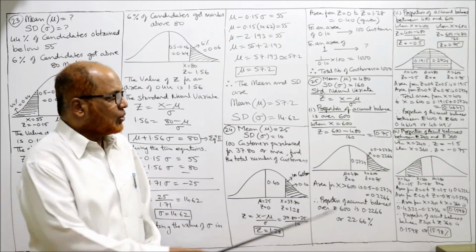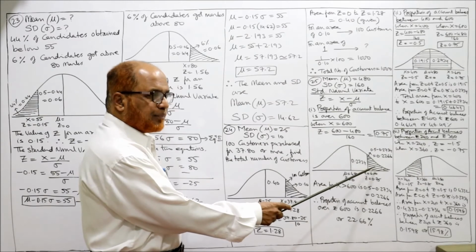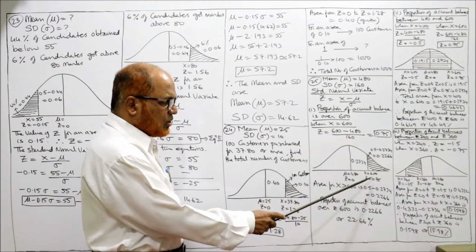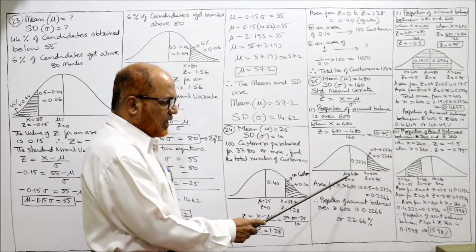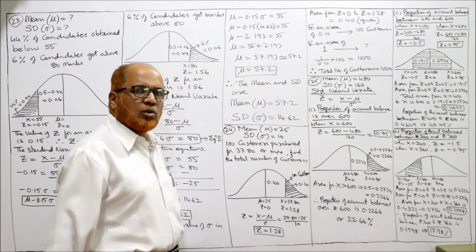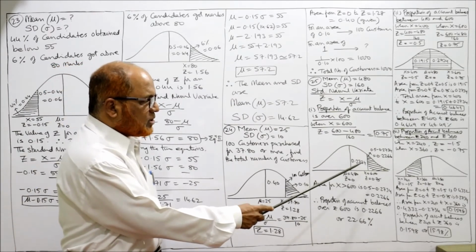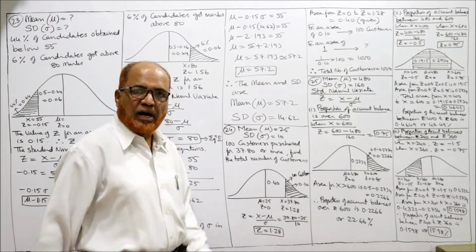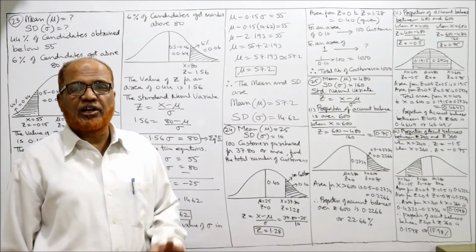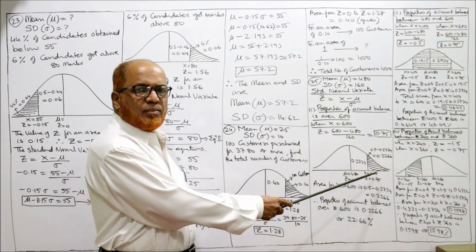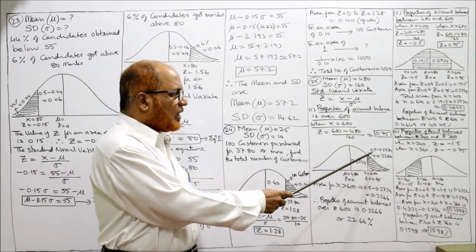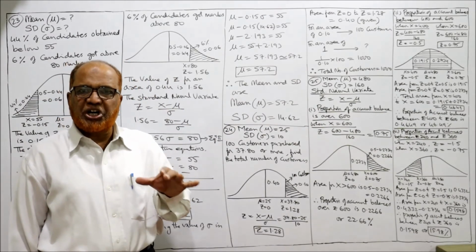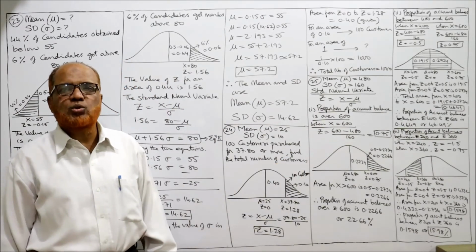More than 600, so on the right side, this is the shaded region. Now we need the area from z is equal to 0 to z is equal to 0.75. If you refer to the table, you will get 0.2734. So the unshaded area is 0.2734, but we require the shaded area. So the shaded area we can easily get: 0.5 minus 0.2734 is 0.2266. So the shaded area in this normal curve is 0.2266.